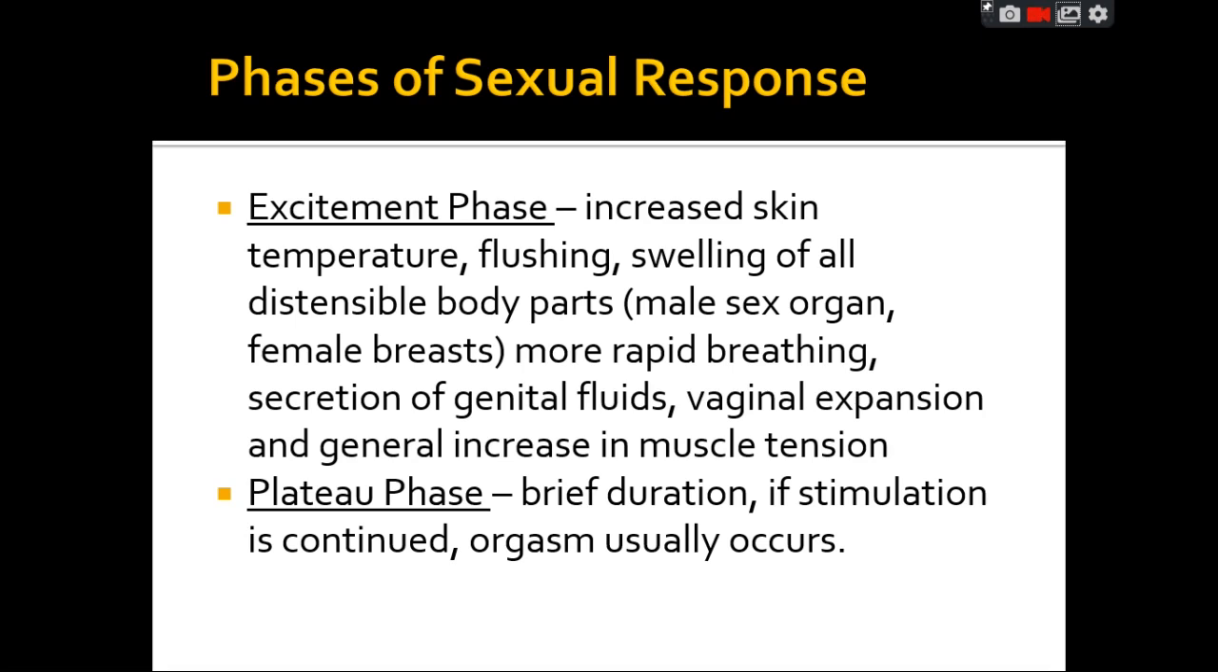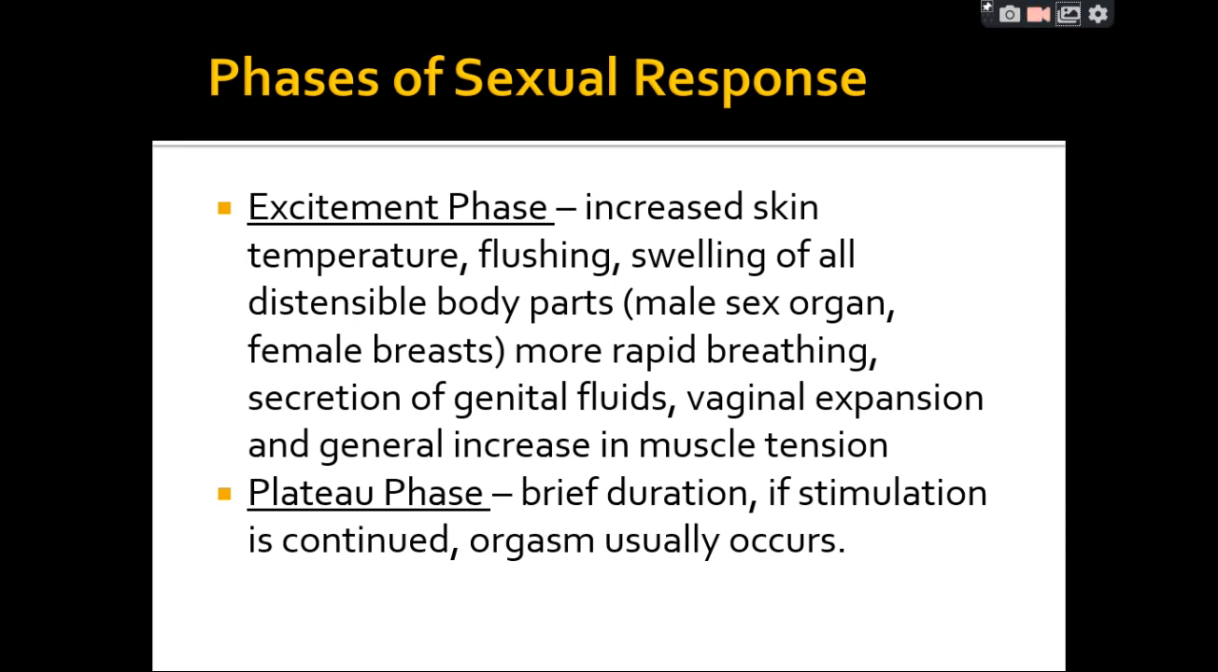Okay. So there are some physical changes that happen to the body, like for example, an increase in the skin temperature. There will also be flushing, swelling of the distensible parts of the body. So what are these? We have the male sex organ or the penis, and then the female breast or the nipple itself. Okay. Other physical changes include rapid breathing, and then secretion of genital fluids that would serve as lubrication, vaginal expansion, and then the increase in muscle tension.